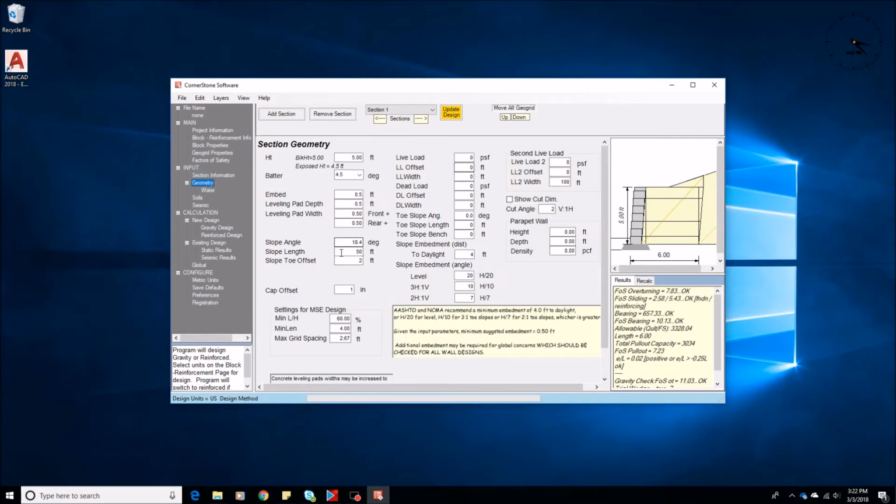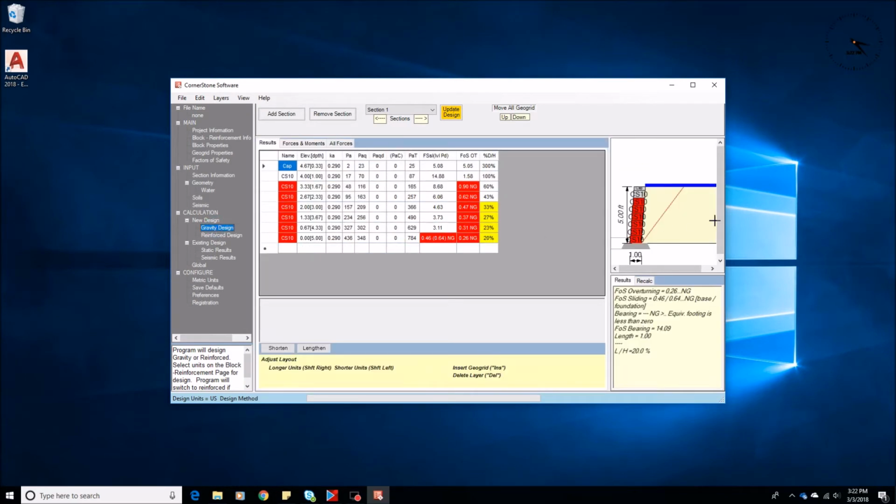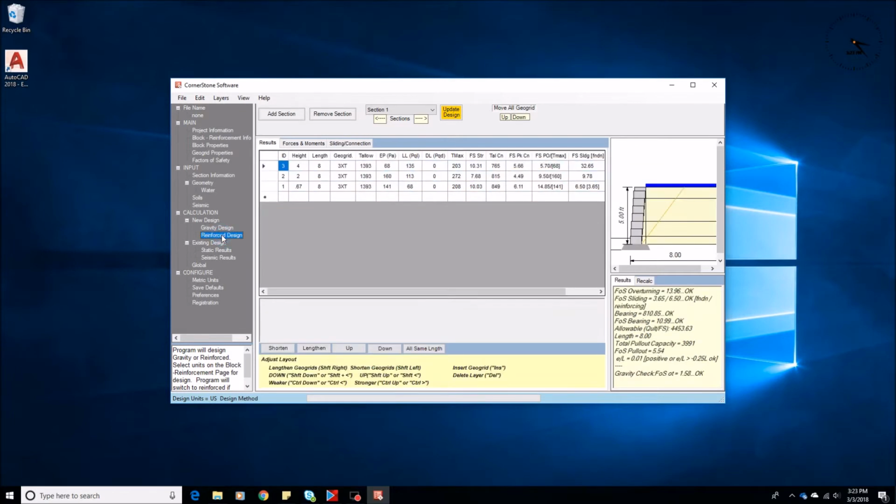Another way to look at that is we'll leave our slope angle as 0. We'll put a live load in here of a highway loading, 240, zero offset, a width of 50 feet. Do a gravity design. There's our surcharge. You can also see now the overturning is controlling from the second block down. We go to reinforced design. Our T-max values are larger.